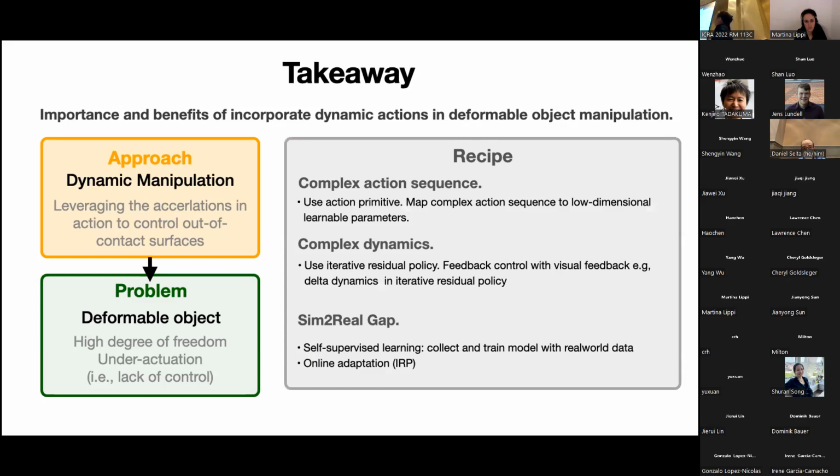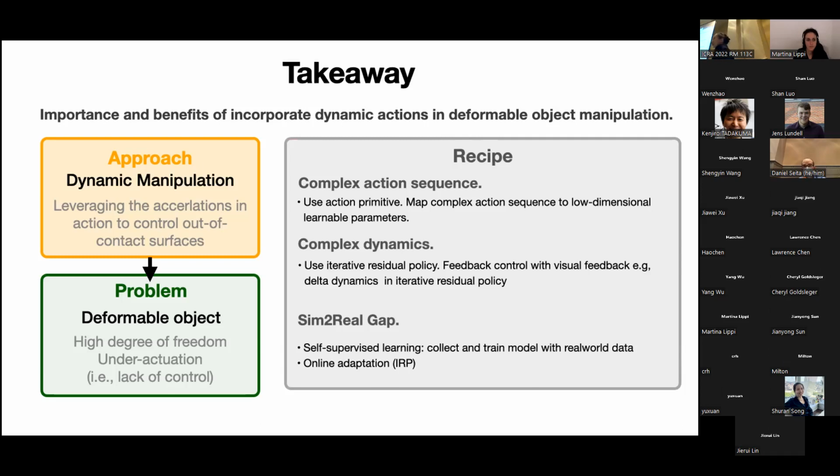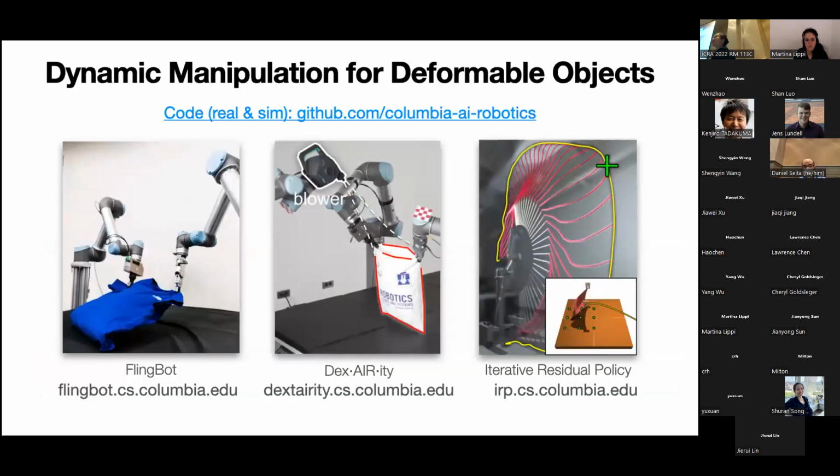And if you care about how to make this dynamic manipulation system work, here are some lessons that we learned from our projects. For example, we can use action primitives in order to reduce the complexity of learning action sequences, or we can use iterative residual policy in order to handle the complex object dynamics, and also potentially better handle sim-to-real gaps. And that's the end of my talk, and happy to take questions.